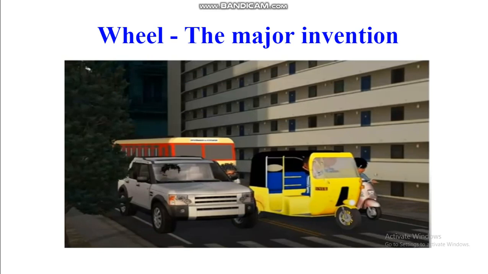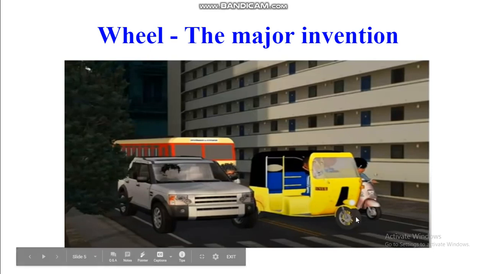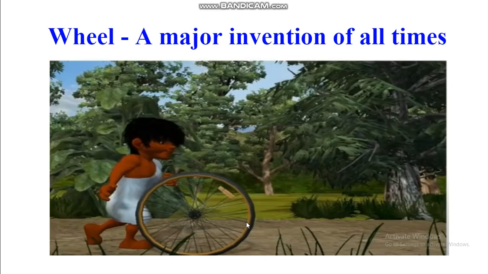If you see all the vehicles used today, such as cars, buses, auto rickshaws, what is common in all of these? It is a wheel. So one of the major inventions in the history of humans is the wheel. It is the invention of the wheel which led to the various modes of transport which we see and use today.